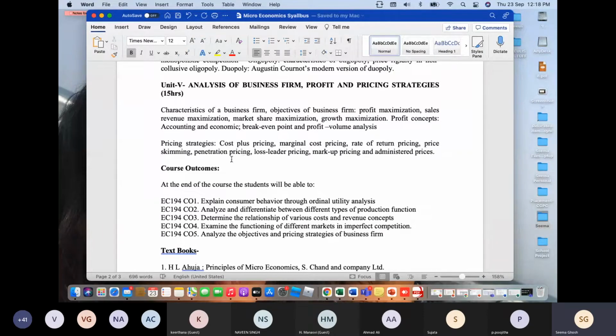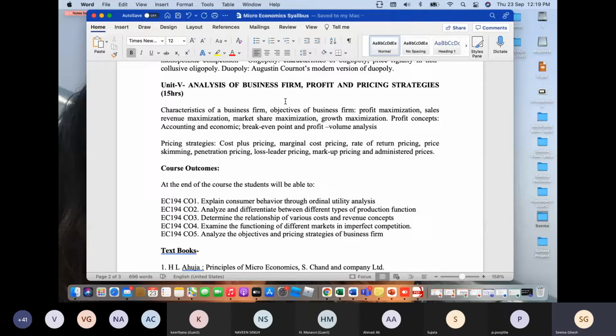Now the last one, students, we have unit number 5, which is analysis of business firm, profit and pricing strategies. So it is very basic, wherein we are going to talk about what is a business firm. What are the objectives of a business firm? Again, they are divided into different objectives because business firms, when they are functioning in the market structure, may function with certain objectives. So the objectives of the business firm we will be taking in unit number 3.